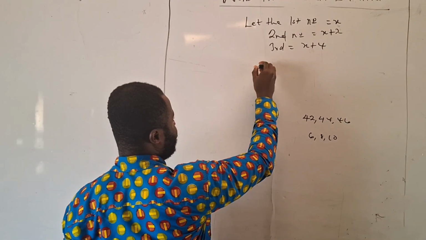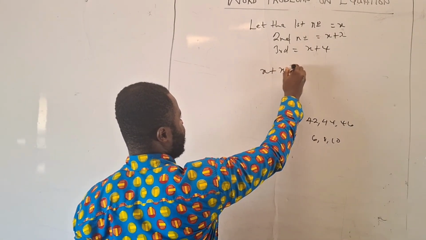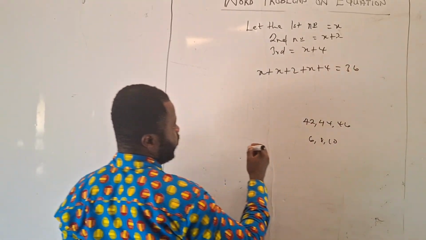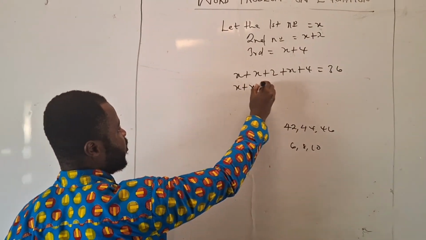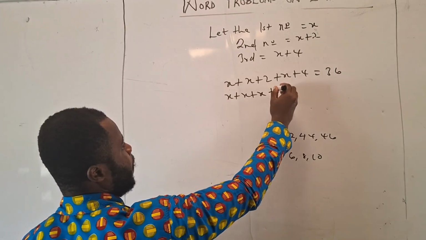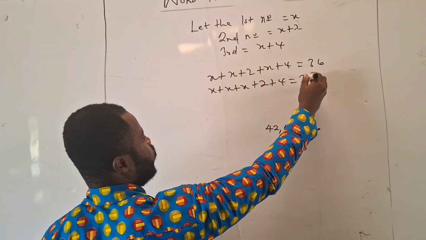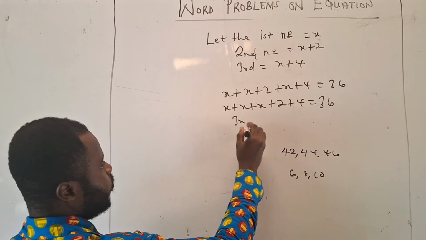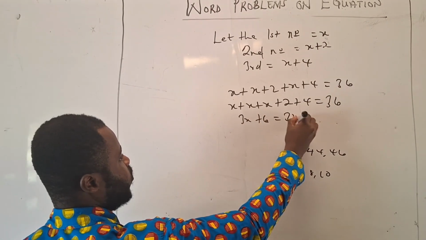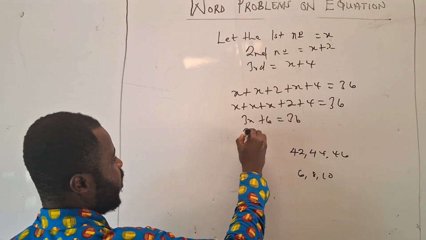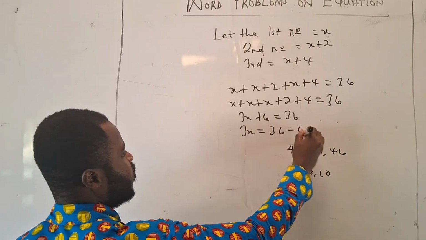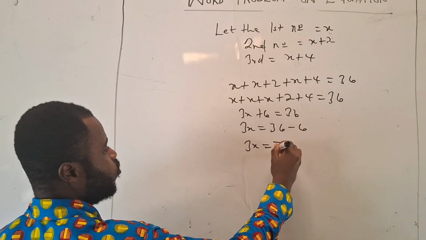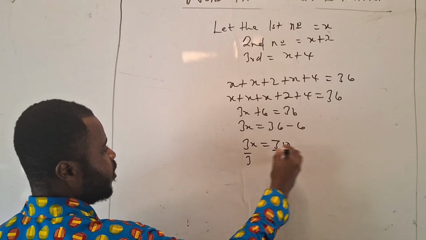So we are going to have x plus x plus 2 plus x plus 4, all should be equal to 36. So grouping like terms, x plus x plus x plus 2 plus 4 is equal to 36. Then we have 3x plus 6 is equal to 36. Then we have 3x is equal to 36 minus 6. Then we have 3x is equal to 30. We divide both sides by 3.